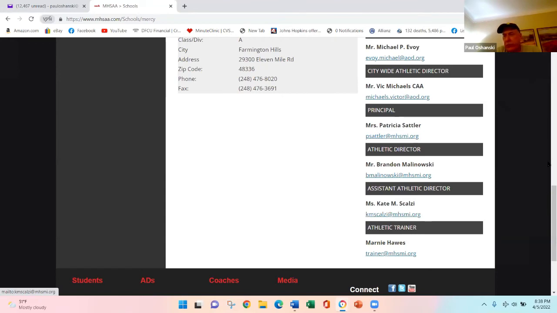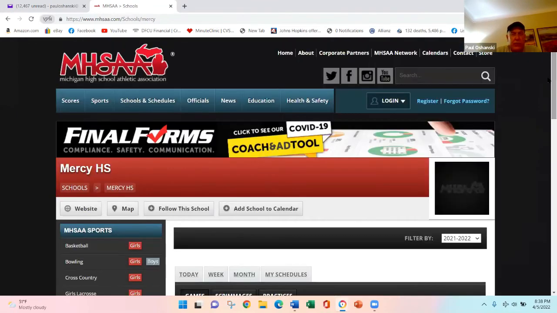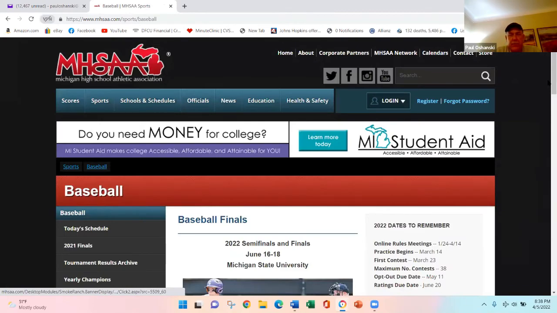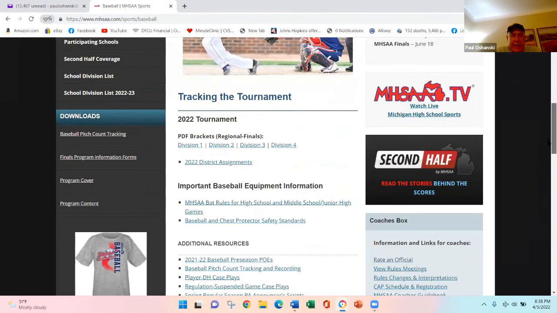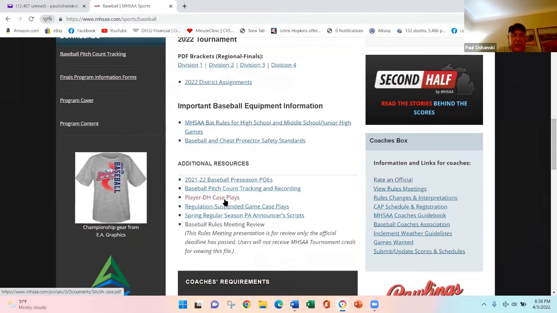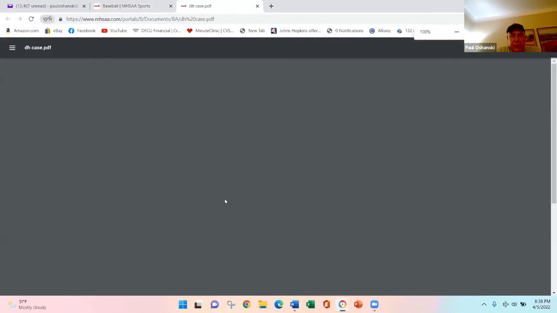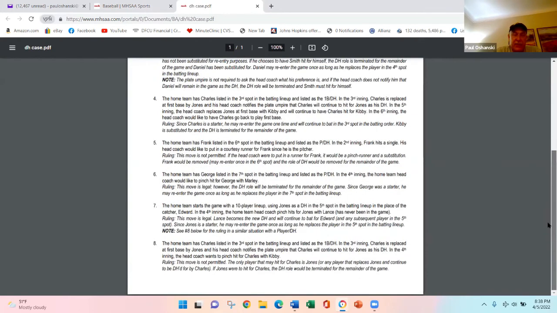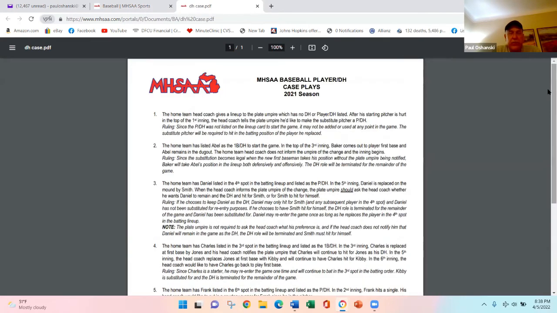What else did I want to show? There's a player DH thing on here that's kind of interesting. If you go to baseball, here are your player DH case plays. I think I have 8 of them. They're worth going over just for a refresher. It's no fun, I don't like it either, but we do have to know the rules.